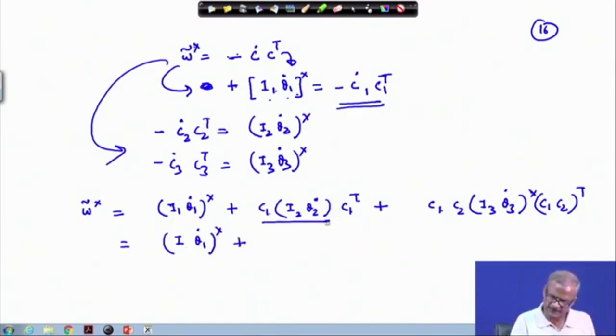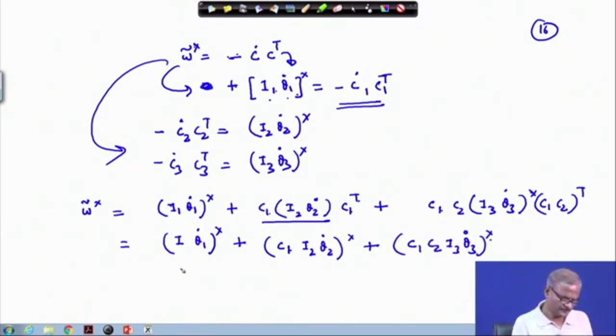So, this quantity can be written as C 1 times I 2 times theta 2 dot cross. Similarly, this quantity can be written as C 1 times C 2 times I 3 times theta 3 dot cross. Okay, and this you can check with the earlier identities we have derived.